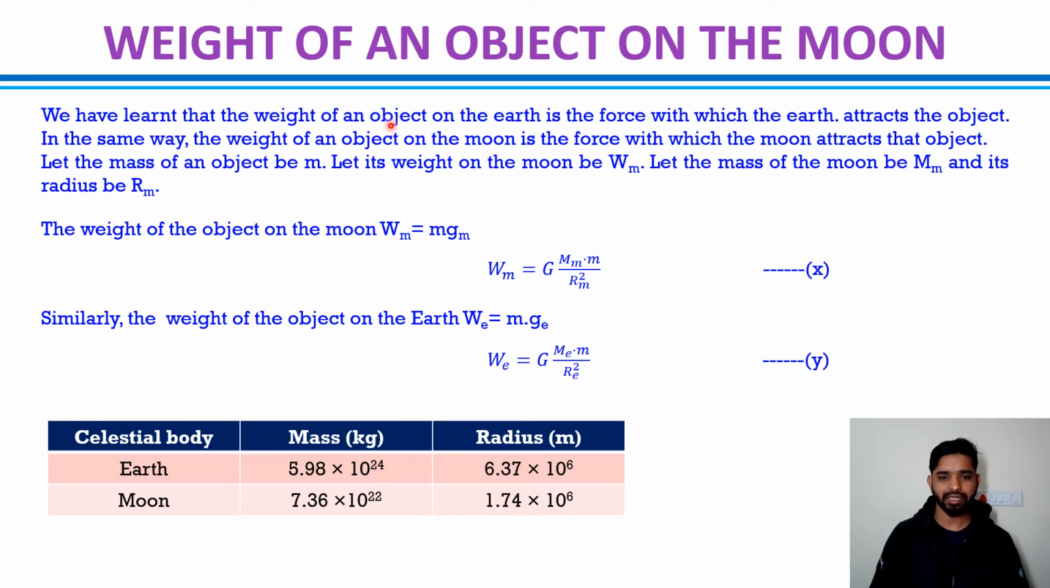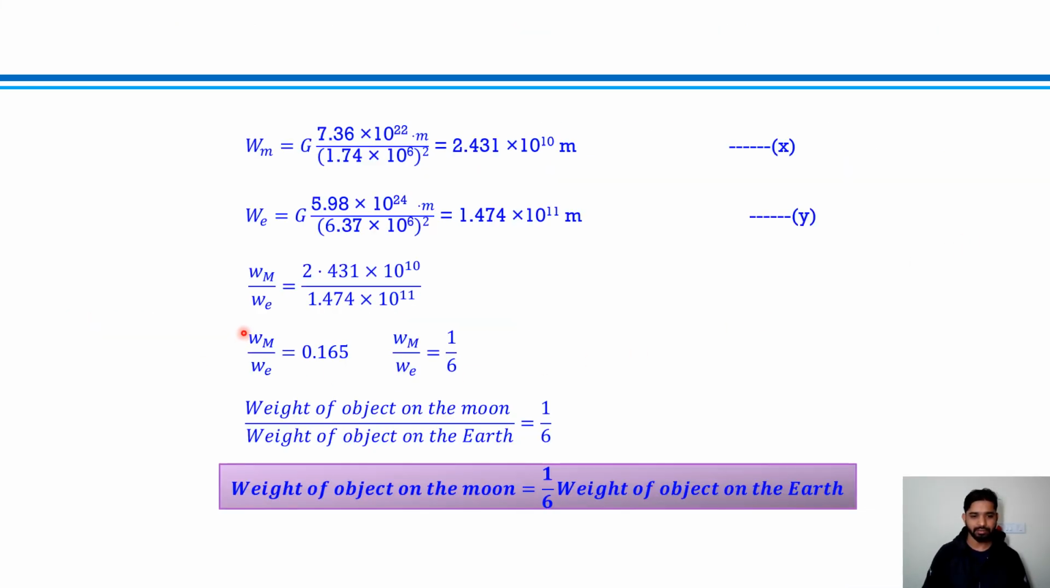Let's say the weight of the object on the moon is Wm and the weight of the object on the earth is We, the mass of the moon is mm and the mass of the earth is me, the radius of the moon is rm and the radius of the earth is re. So these are the values of mass and radius of the earth. If we put these values in these equations, we get Wm by We equals 1 by 6. That means if we measure the weight of an object on the moon, it is going to be 1 by 6 times the weight of the same object on the earth.